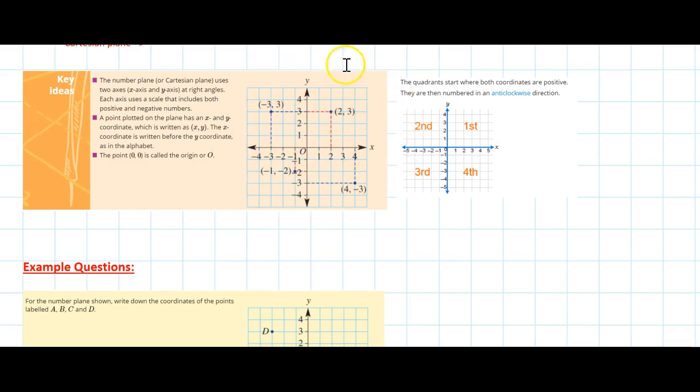Here's an example on the right of what that looks like. Your x-axis goes along the horizontal, and then you have your y-axis, and each has a positive side and a negative side using those integers.